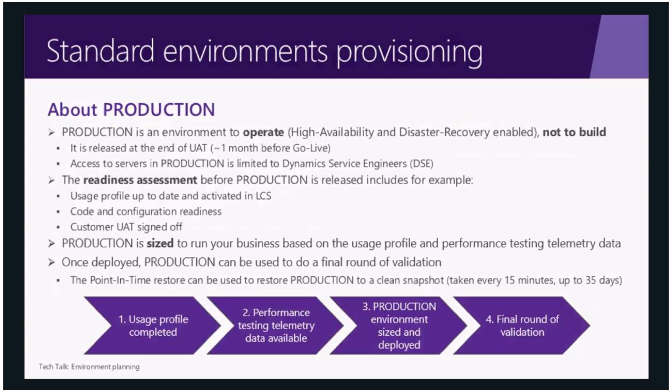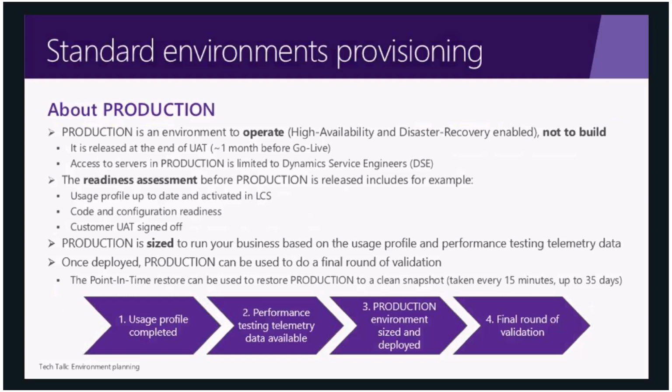This happens usually a month before go live. And as you get production, you can then do a mock cutover, basically. So a month before go live, you would come to the end of UAT. We would have this readiness assessment where different checks are made.